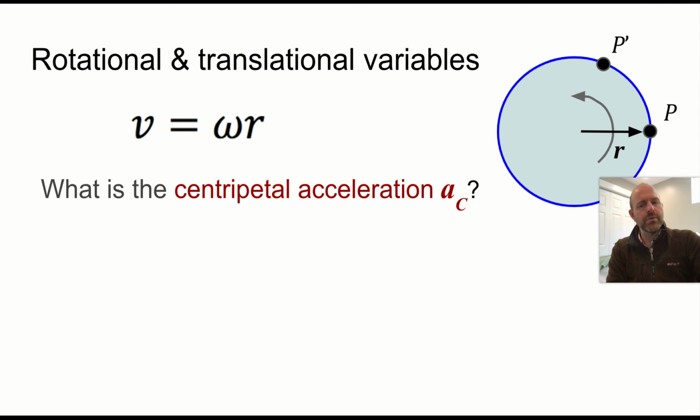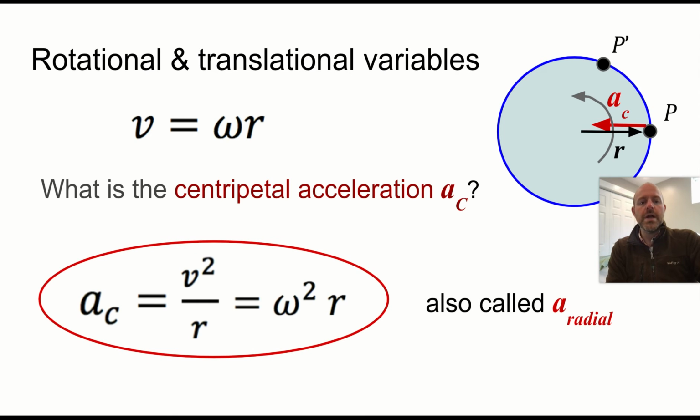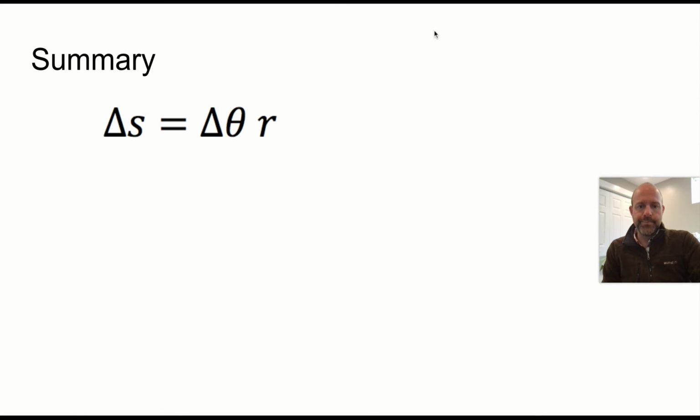What about centripetal? Well, centripetal acceleration is defined as v squared over r. And we already know that v is omega times r. So if we plug that in, we get omega squared r. This could also be called the radial component of acceleration, right? Radial in, tangent to the circle, as we sometimes see there.